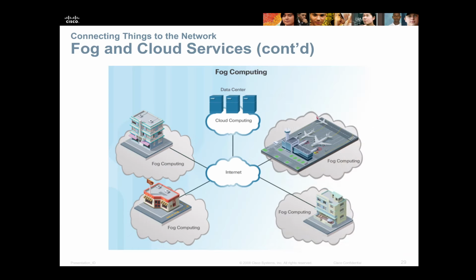Yeah, nice picture. I don't know what it actually means. It's a nice picture. Oh yeah, cloud, fog, compute. Yeah, fog. What is fog?